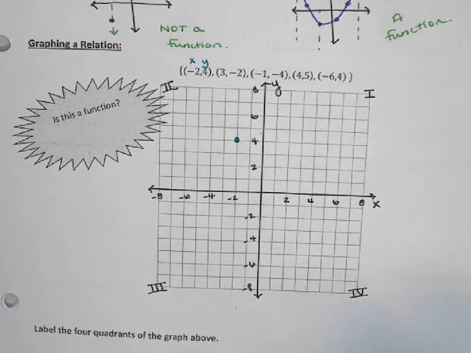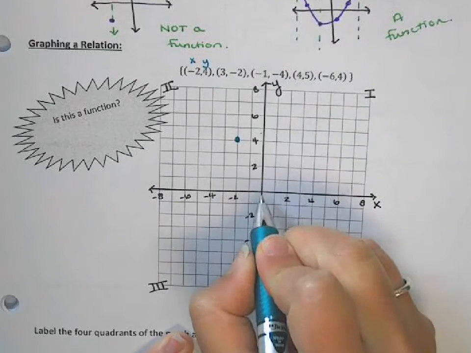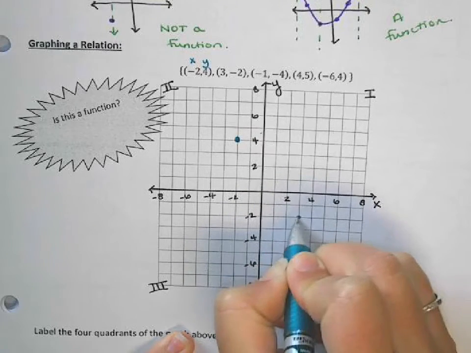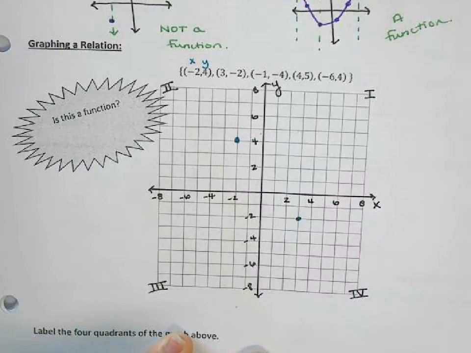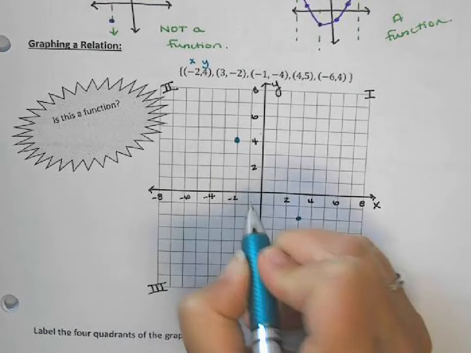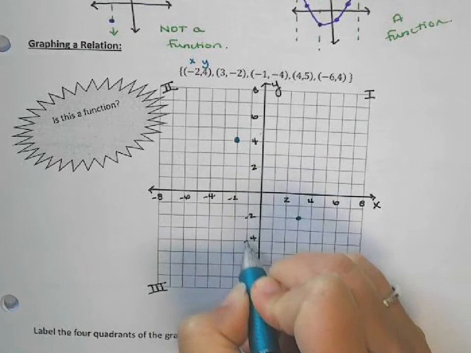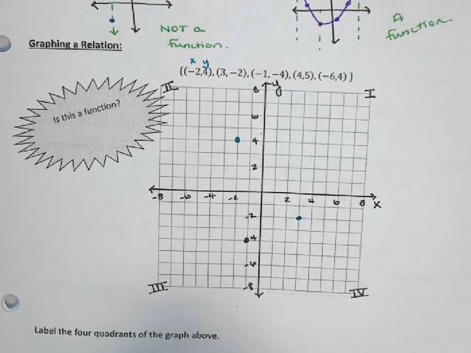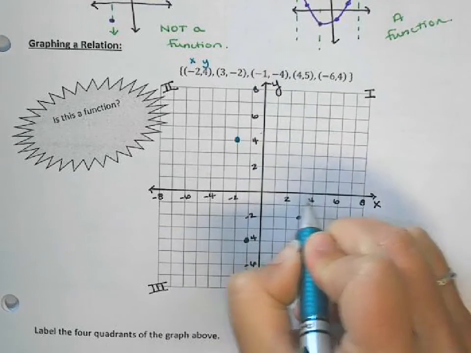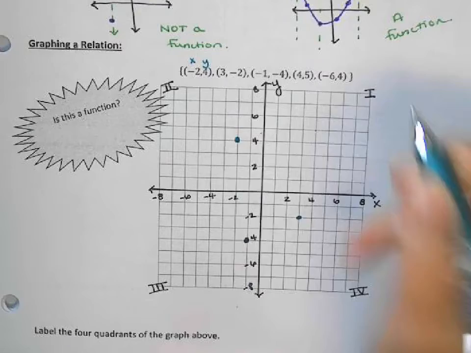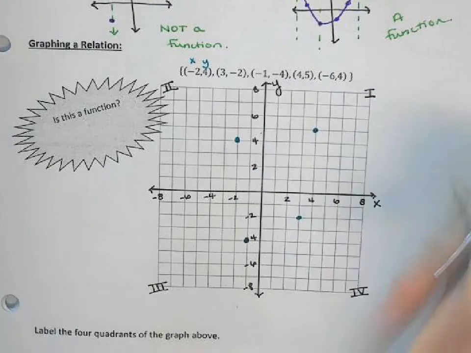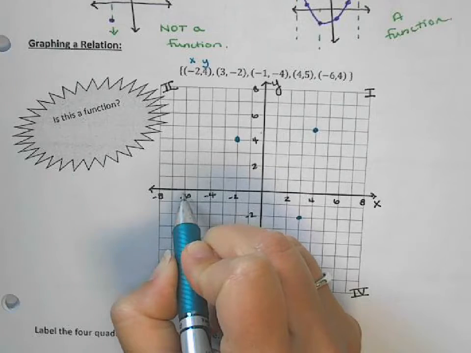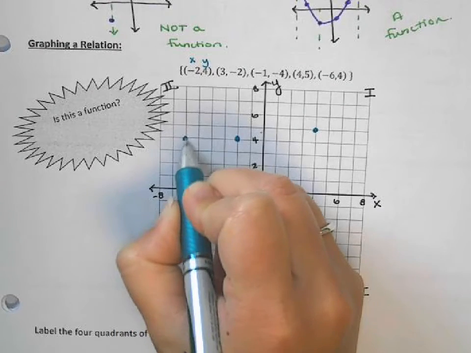Okay, so we're going to plot the other ones. So we have 3, -2, so we're going to go to the x. We have to go to 3 on the x, to -2 on the y, or right here. The next one is -1 on the x and -4 on the y, which is right there. 4, 5, so right 4, up 5, right here. And -6, 4, it's going to be right there.